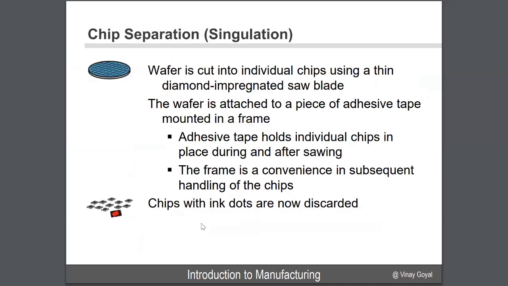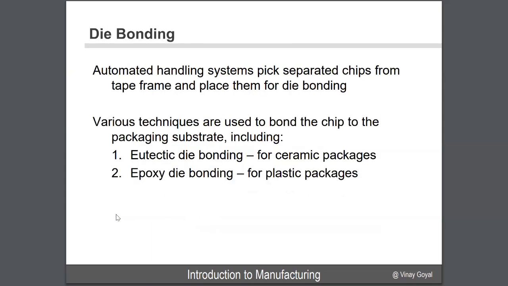Chip separation: the wafer will be cut into individual chips using a diamond saw, as we talked about earlier. The wafer is attached to an adhesive tape mounted on a frame. The adhesive tape will hold individual chips as you're getting the cutting done, so you don't lose them. And the frame is there for convenience for handling the chips, because otherwise there'll be a mess. Now the chips that had the red dot that were marked, we're going to discard those. And now we have the die bonding.